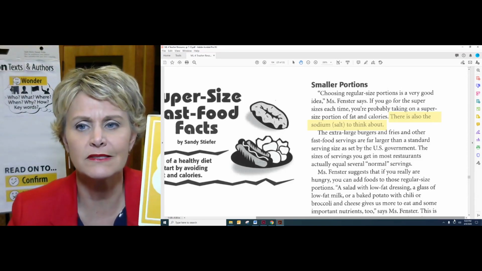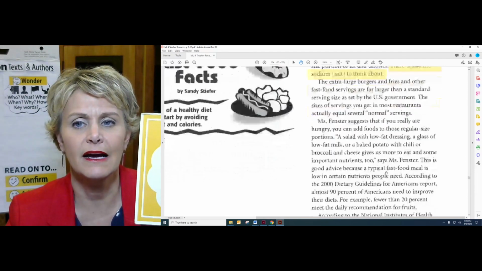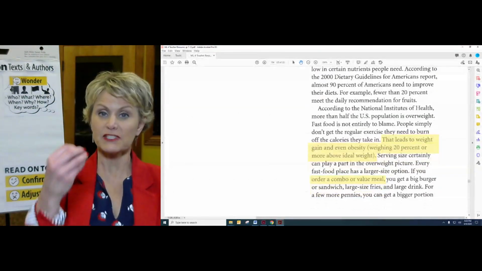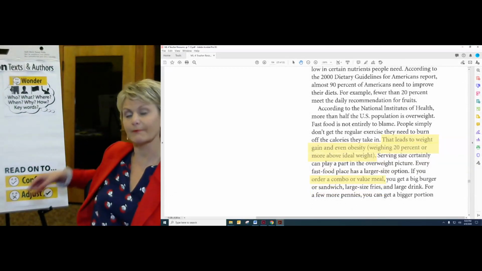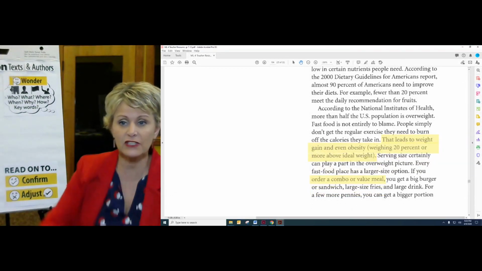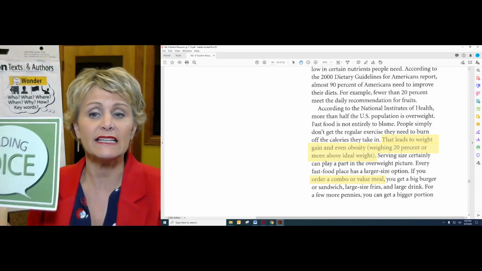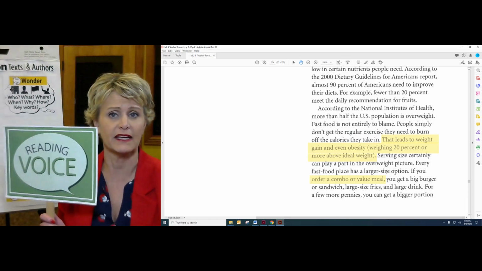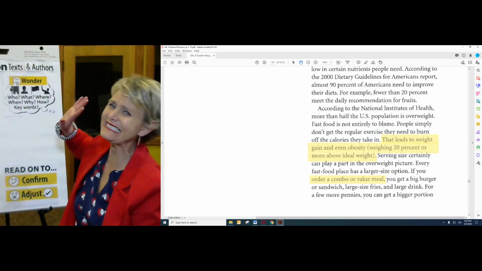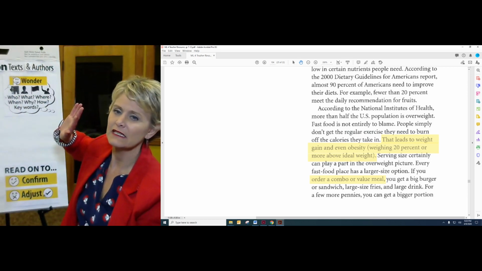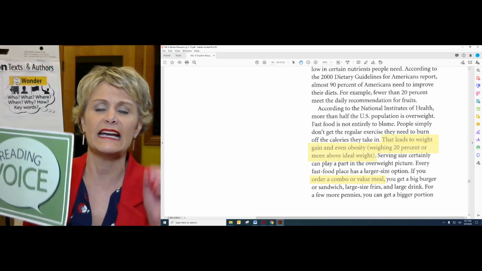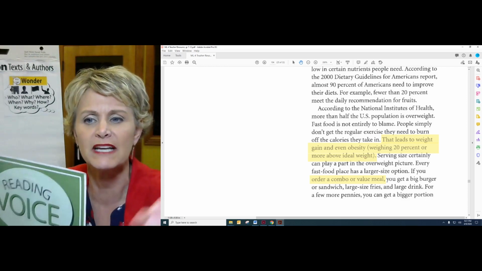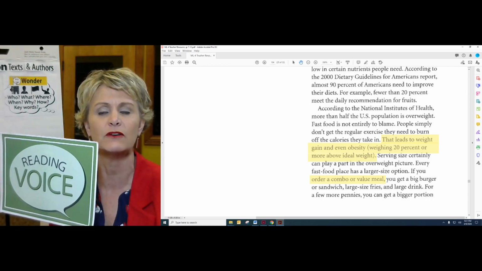He put salt in parentheses. Yeah. And if you thought you knew, having salt there helps confirm what you thought it meant. Good. How about obesity? That leads to weight gain and even obesity. This author could have stopped the sentence there, period. But this author says, I may not know what obesity means. So let me go ahead and throw in an extra detail. And do you see how he did it? Parentheses, you guys. Take advantage of the punctuation, wearing 20% or more above ideal weight.